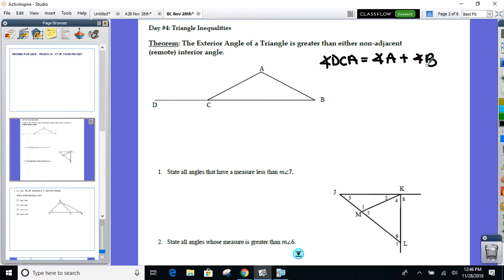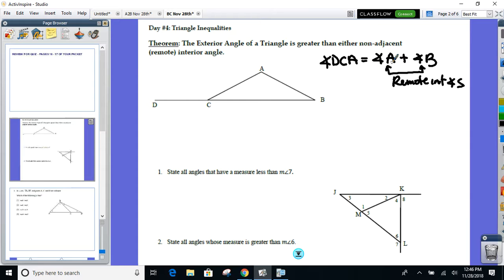Anybody remember, and I know it's already on the paper, but anybody remember what these are called here again? Remote interior angles. All right, so we all remember that one, yeah? So now I'm going to take it a step above now. Yes, this exterior angle is equal to these two added up.